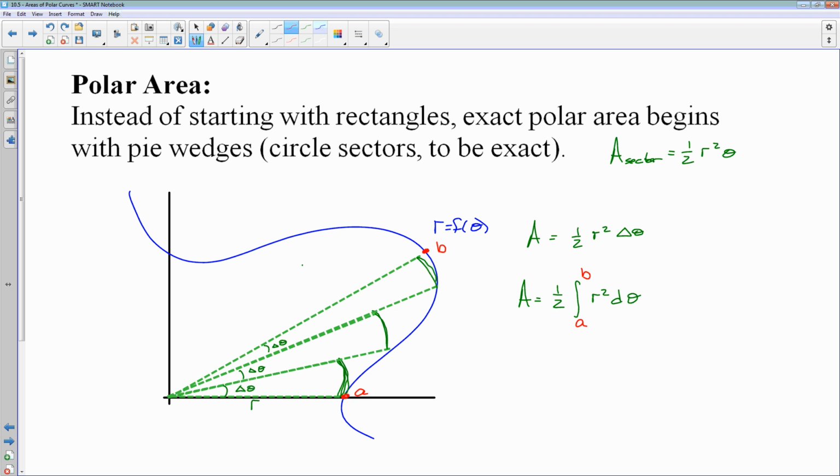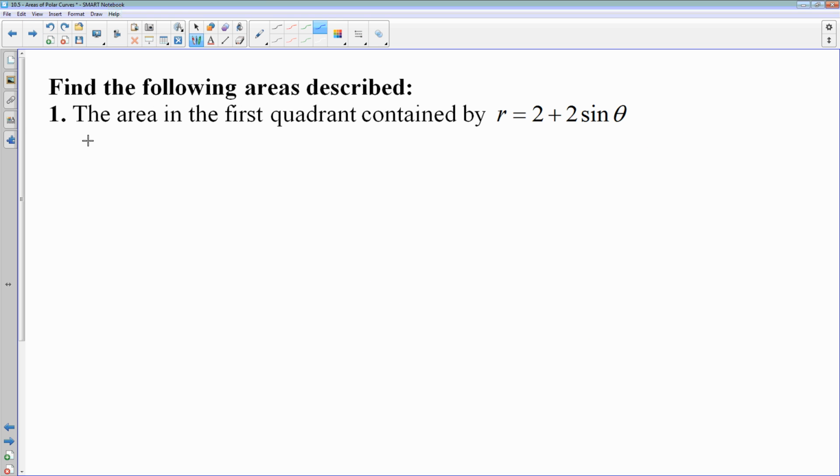So all of that, if it makes any sense after all the announcements, is the formula we are going to use to find the area of a polar curve. So let's try using this formula in a real world problem. Real world, well, textbook problem. Okay, find the area in the first quadrant contained by this graph, r equals 2 plus 2 sine theta.